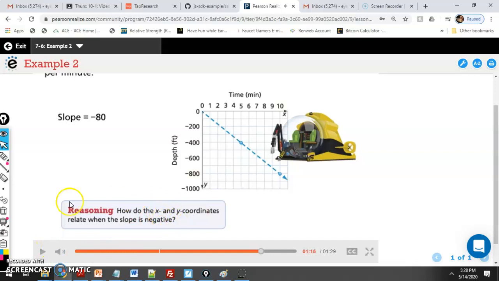All right. Interesting question. What do you think? When the slope of the line is negative, the x-coordinates increase as the y-coordinates decrease. In this problem, the negative slope shows that the submarine is descending as time passes. Cool. All right, let's do another one here.